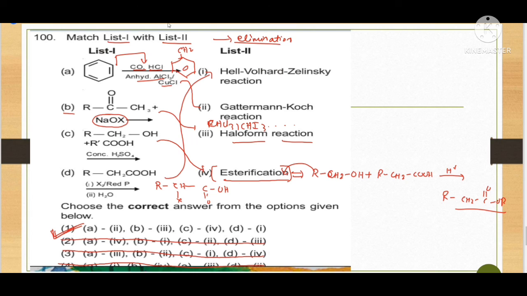In this way, you can answer this matching type of question. Here, the simple trick is to go with elimination.